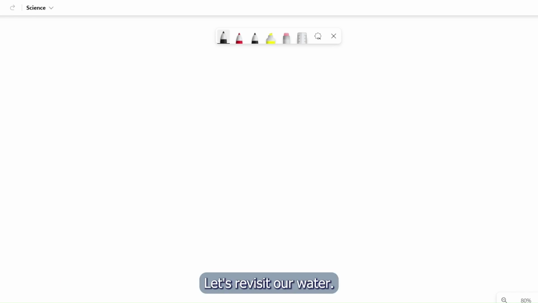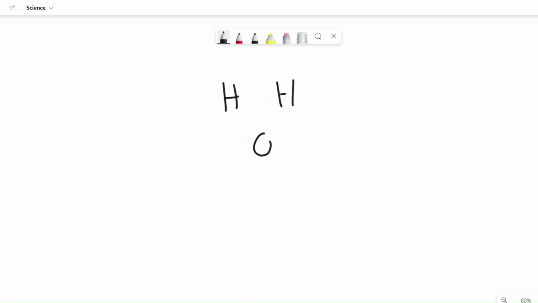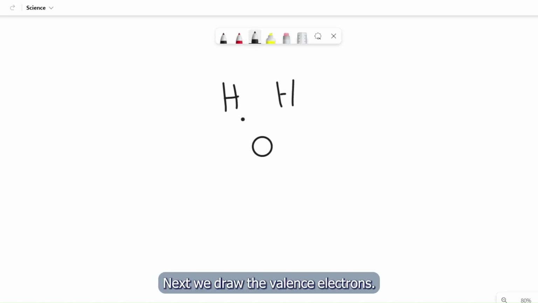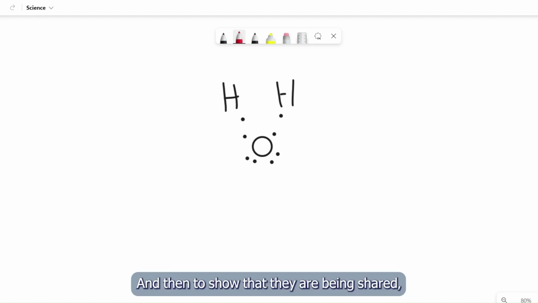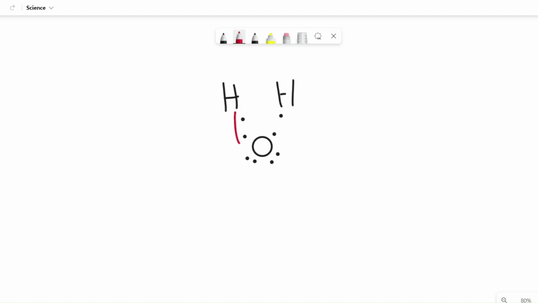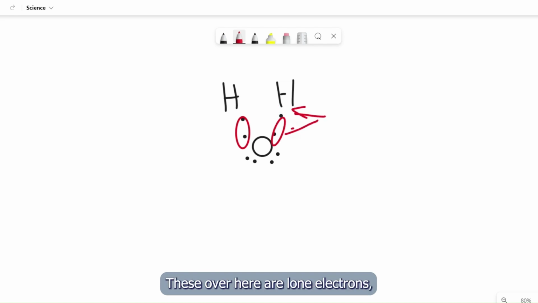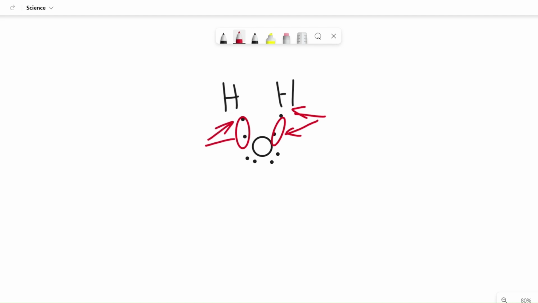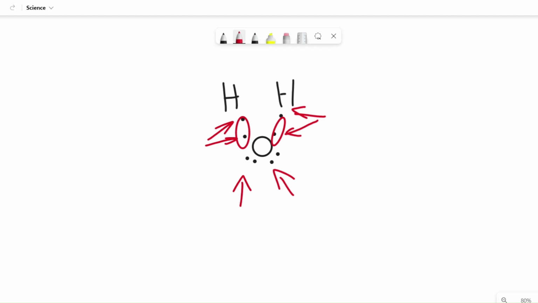Let's revisit our water. First we draw the hydrogen and the oxygen. Next we draw the valence electrons. Oxygen has 6 valence electrons while hydrogen has 1 each. And then to show that they are being shared, we draw a circle between them. These over here are lone electrons. And these are lone pairs of electrons.